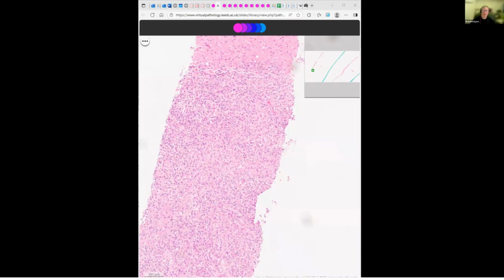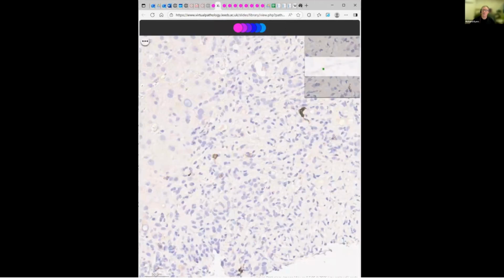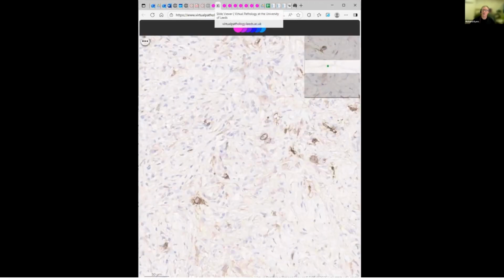Right. So the next case, close down some of these windows so we don't have too many going on at the same time.